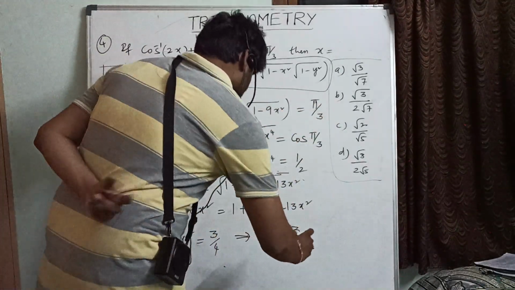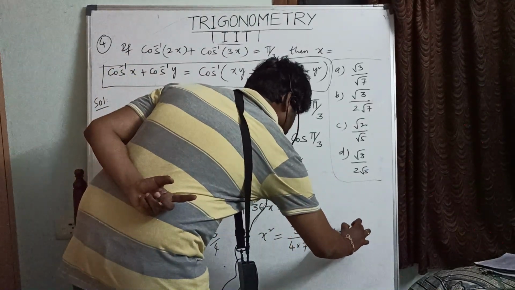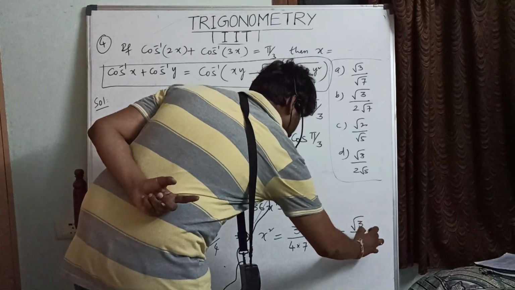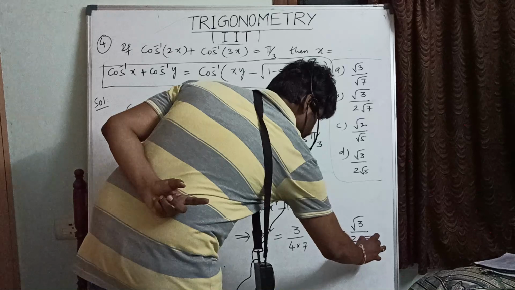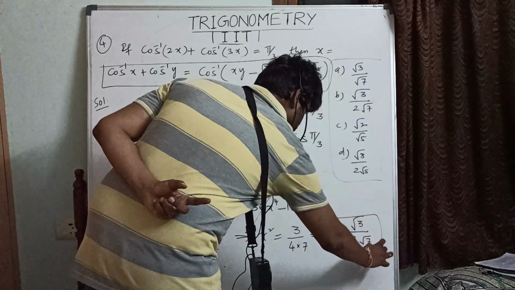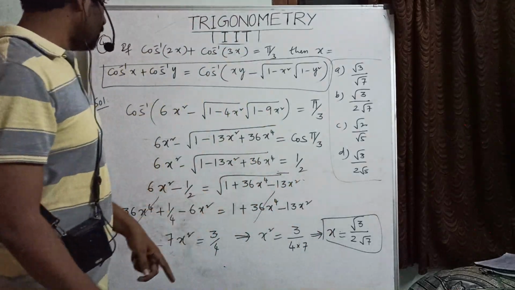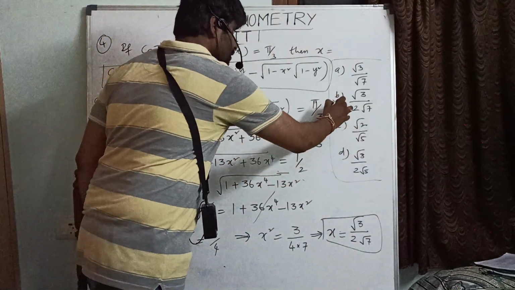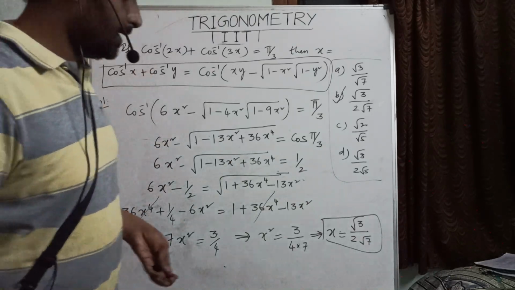Correct? So option B is correct. So root 3 by, what is root of 4? 2. 2 root 7. Okay? So like that we can solve this problem. It's very easy. So which of the options is correct here? Option B. Clear? Hope you have understood. Just have a look at that.